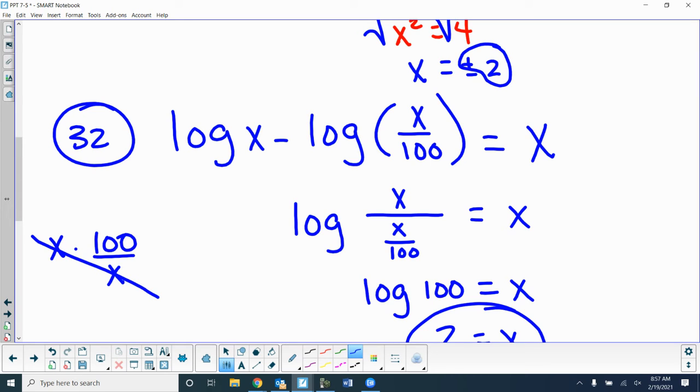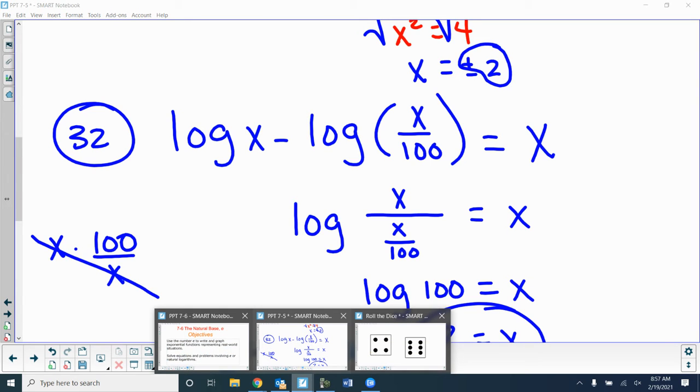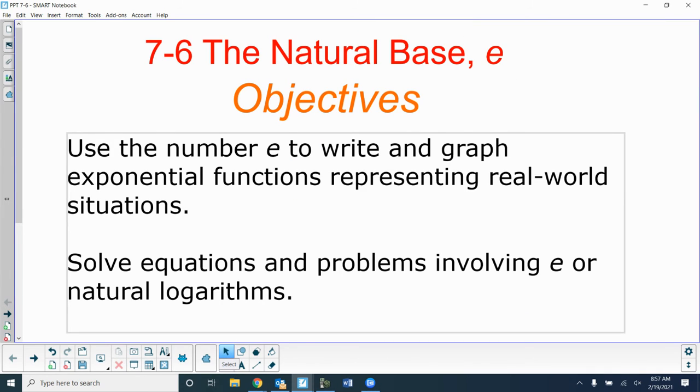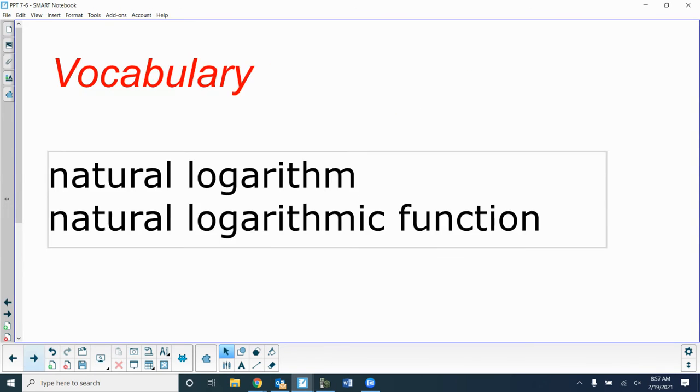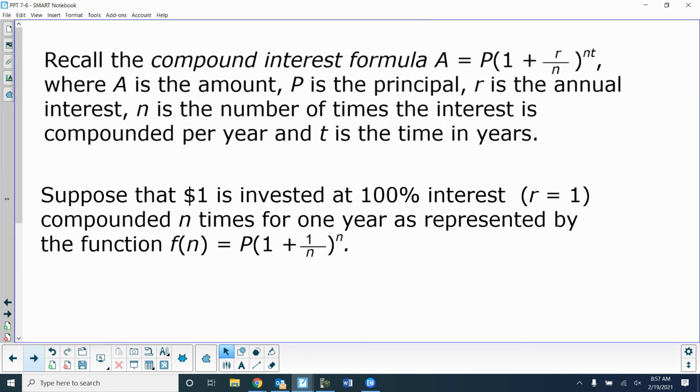All right, today we're going to talk about the natural log, natural base of e. It says we're going to use the number e to write and graph exponential functions representing real world situations. And we're going to solve equations and problems involving e or natural logarithms. All right, so the natural logarithm and the natural logarithmic function is this.